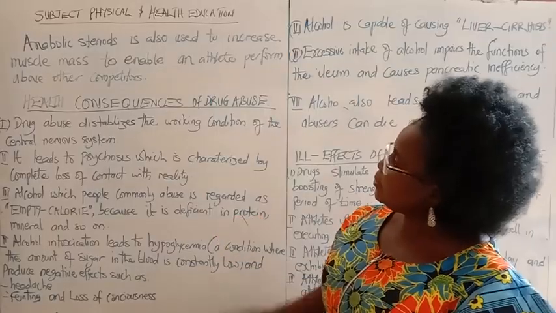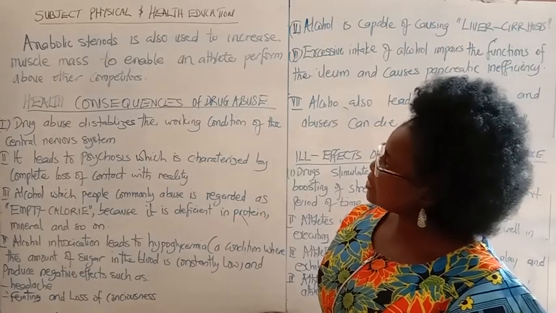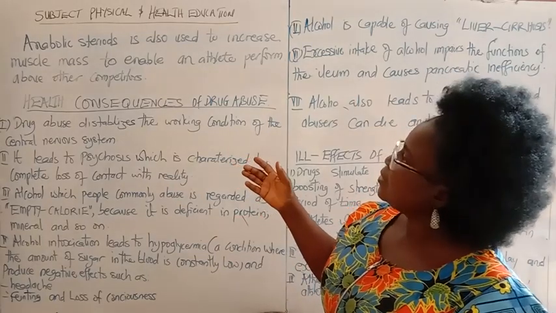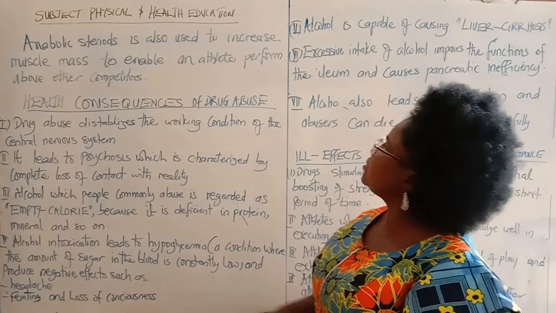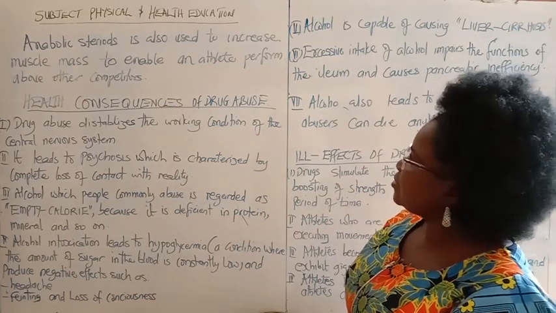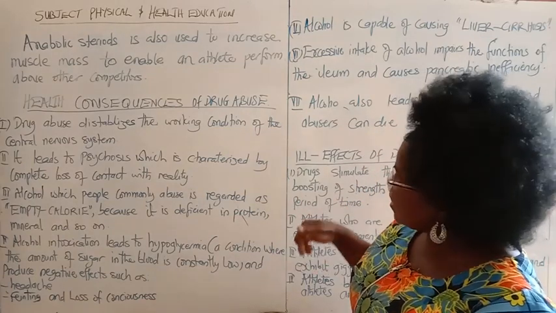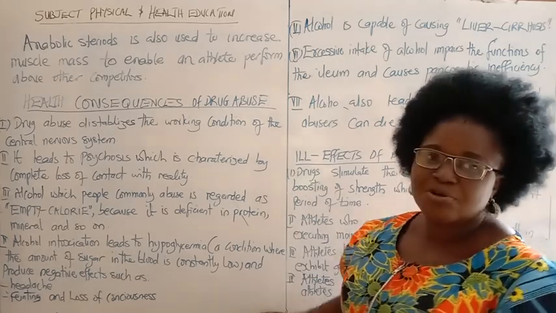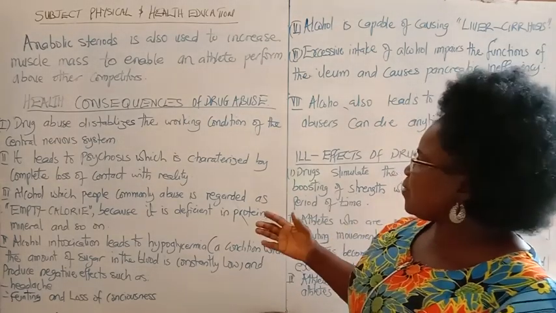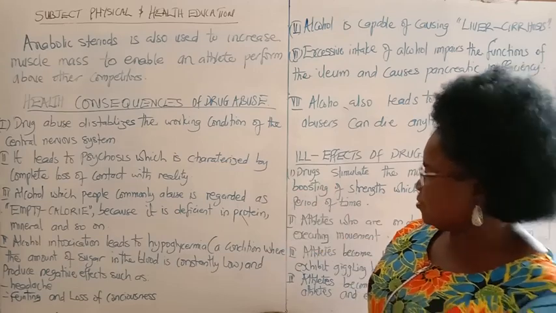Now, another example under ergogenic aids is anabolic steroids. Anabolic steroids are used to increase muscle mass, to enable an athlete to perform above other competitors. And then we have health consequences of drug abuse.